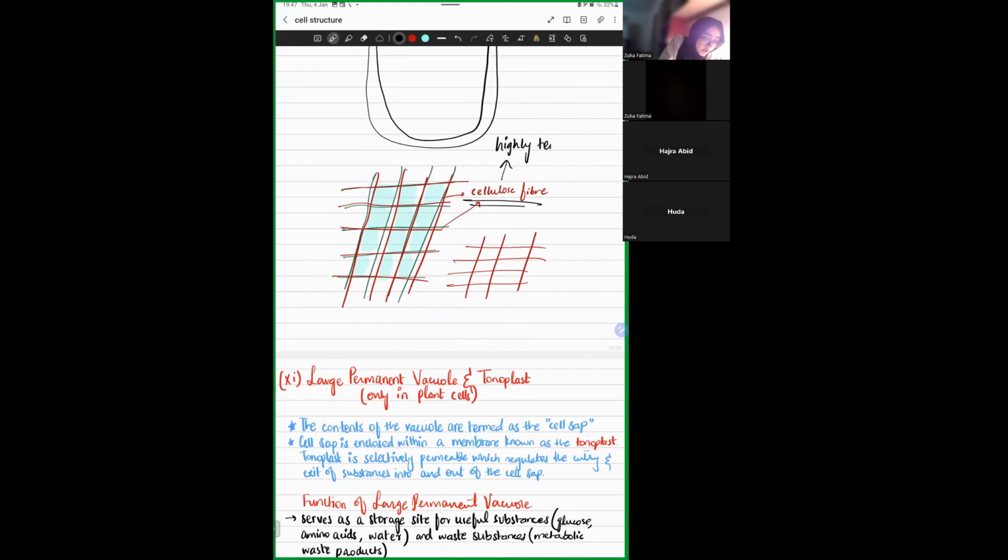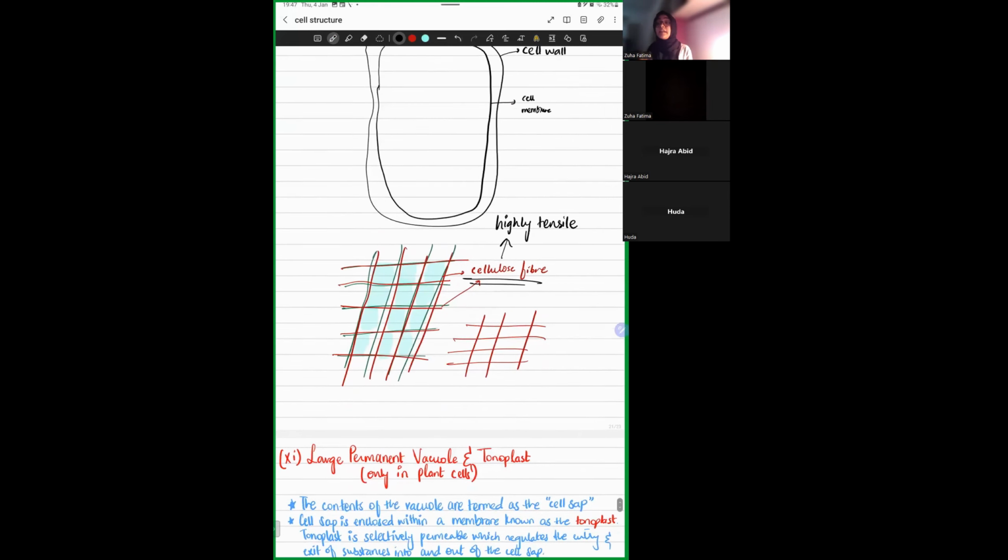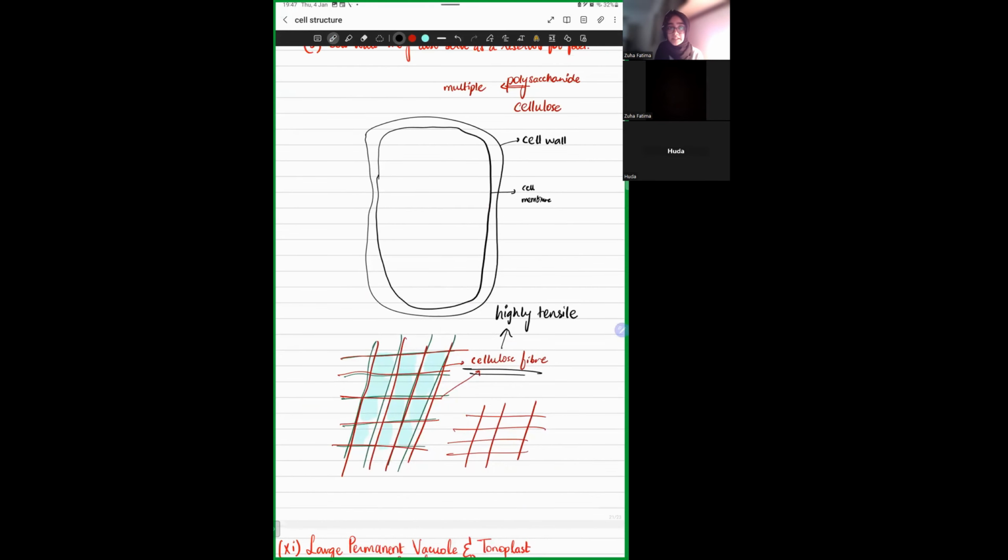tensile. And what do I mean by they are highly tensile? They can bear a lot of pressure. ठीक है जी? They can bear a lot of pressure. इसकी मिसाल ऐसे है that for example, I take a thread, ठीक है, normal हमारे पास जो सुई धागे का thread होता है, I take that thread and I apply a force and I break it.